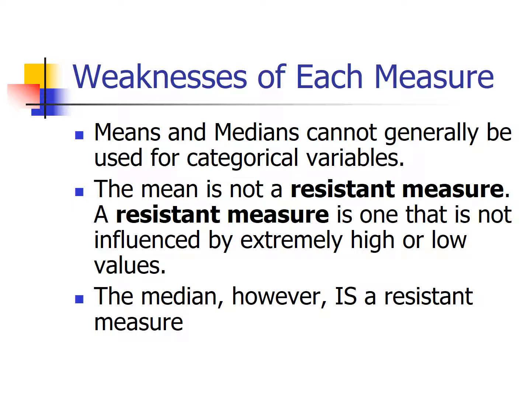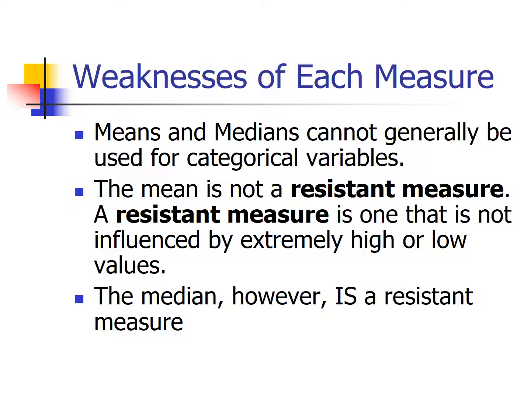You cannot do a mean color. You cannot do a median color. The mean requires adding up all these observations. We can't add up categories. We can't add up colors. The median requires this ordering process, right? And it's a numerical ordering.